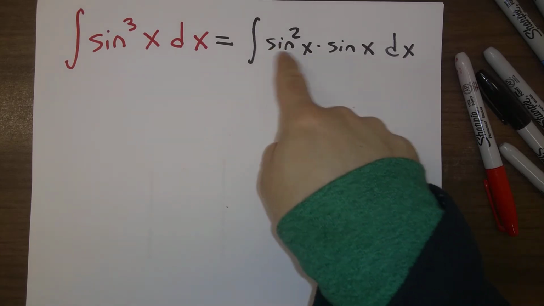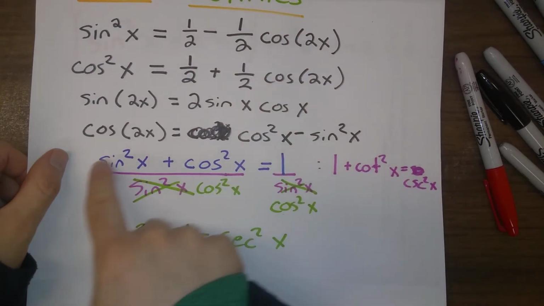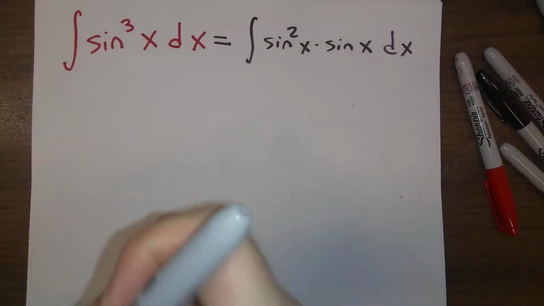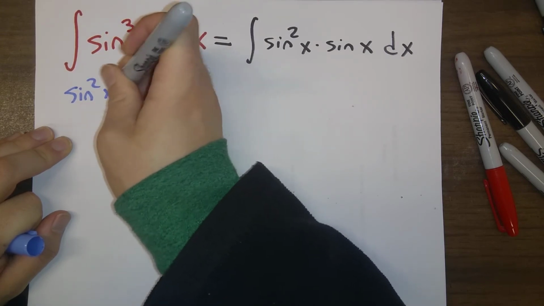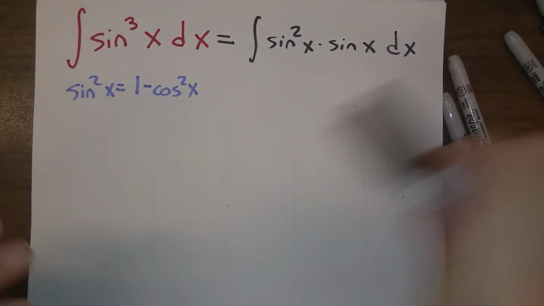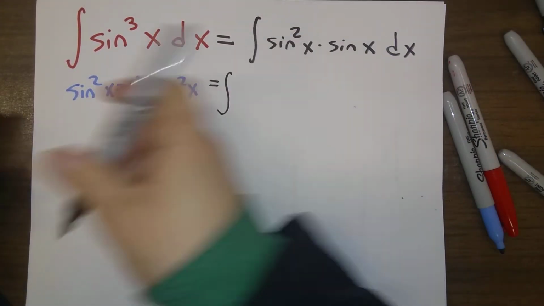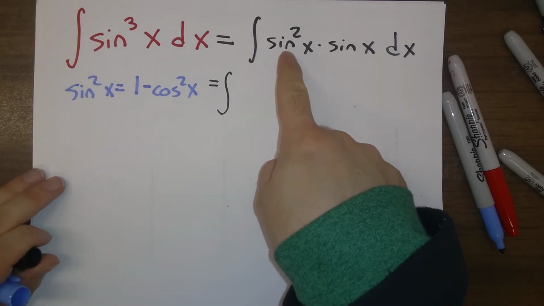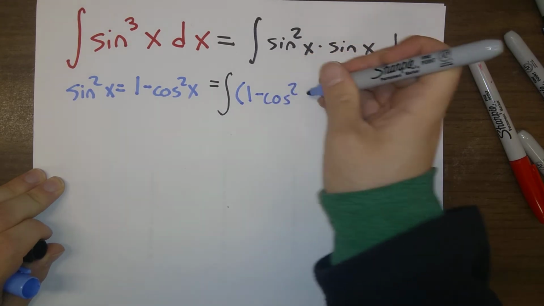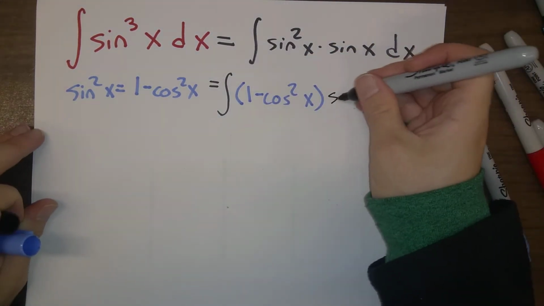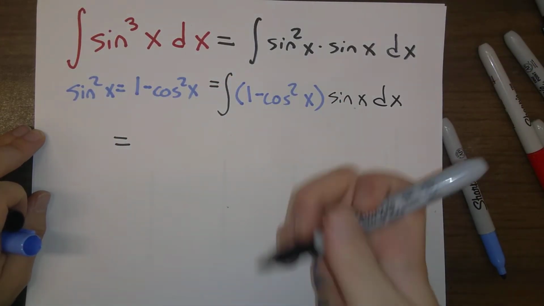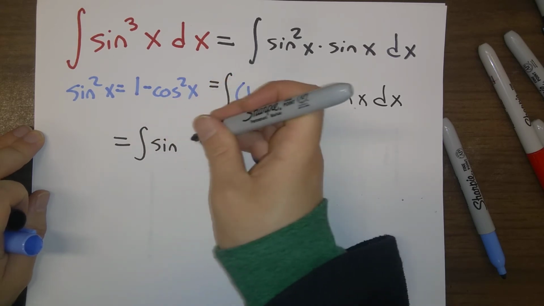And now for the sine squared x, we're going to use our fundamental identity. So we know that sine squared x is 1 minus cosine squared x after rearranging. And so everywhere we see a sine squared, we're going to replace it with 1 minus cosine squared x, times sine x dx. So we could rewrite this as two separate integrals, and we will.